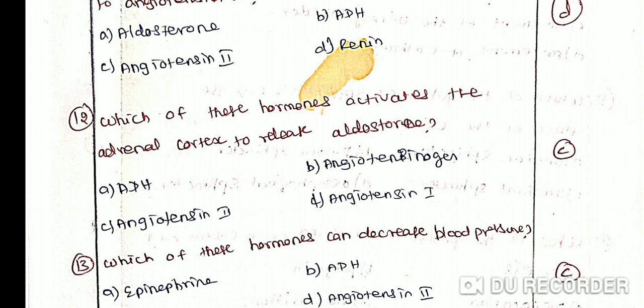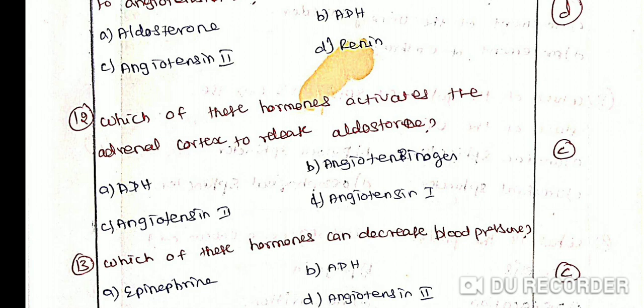Explanation. When the GFR decreases, the juxtaglomerular cells of the kidney release renin, which converts angiotensinogen to angiotensin 1 and further to angiotensin 2. Angiotensin 2 activates the adrenal cortex to release aldosterone.